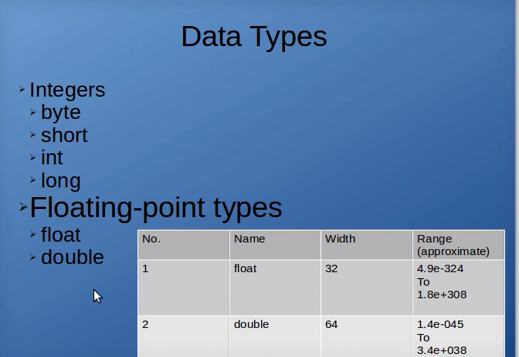Now floating point type. So we can declare the floating point data types with float or double. Float is 32 bit width. It can store the values from this to that. So it can store values like 1.2, 2.3, etc. And double can also store these values and it can store more values than float. Its width is 64 bit.